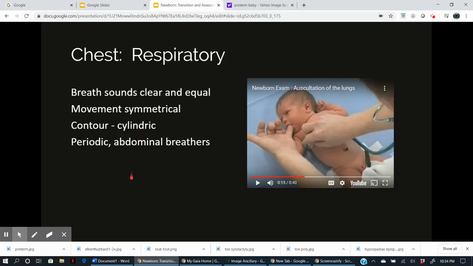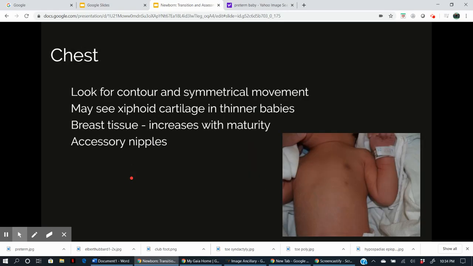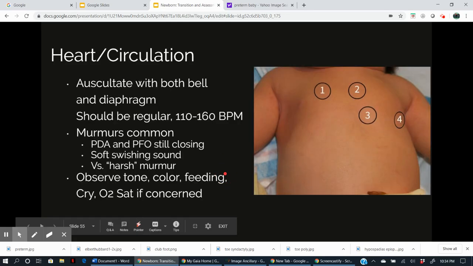Babies are periodic abdominal breathers, so that's okay if you see that. We're going to look for contour, symmetrical movement. Some babies, you can see the xiphoid cartilage. It'll be right about here. As they get fatter, that gets covered up. Breast tissue, as we noted in the Ballard, increases with maturity. And here this baby has an accessory nipple right there. It's really of no clinical significance, usually in line with what they call the milk line.